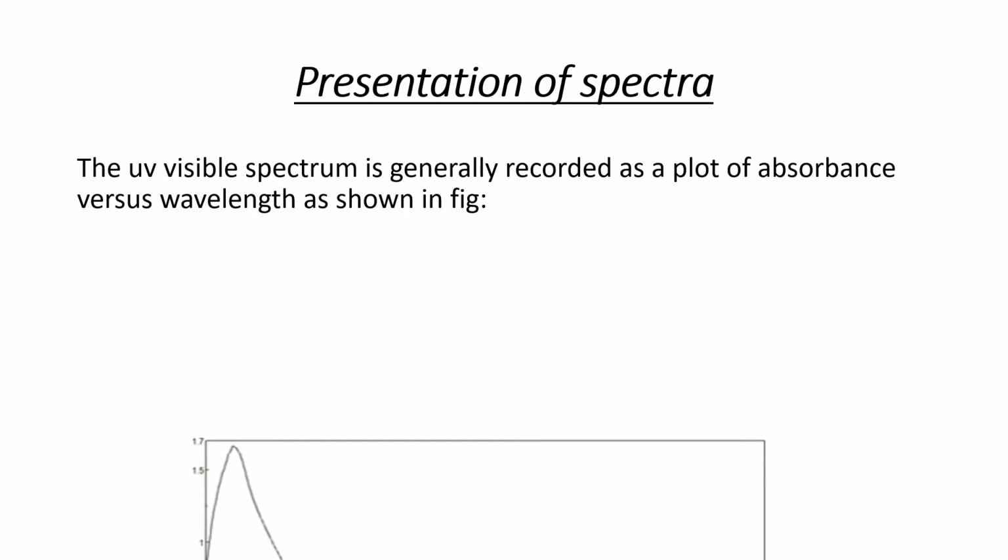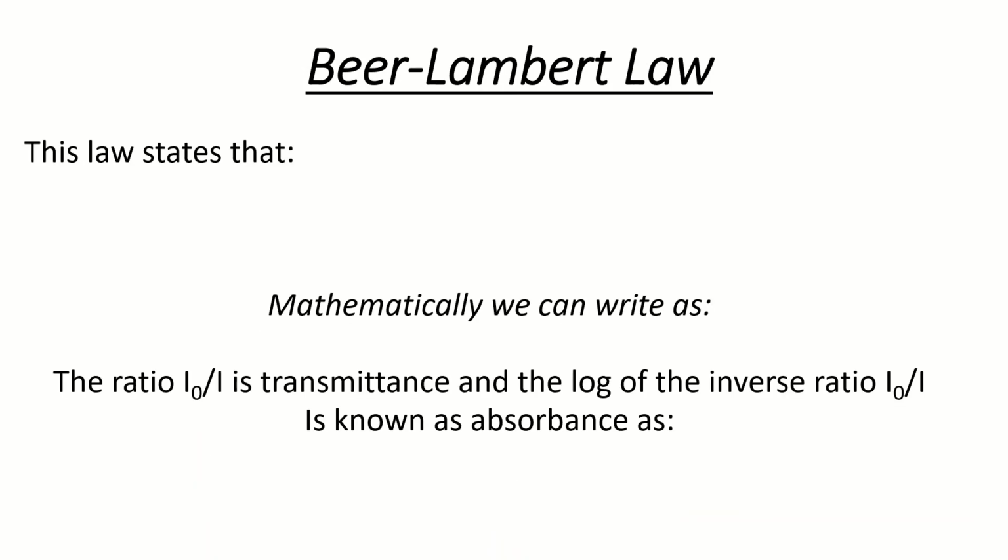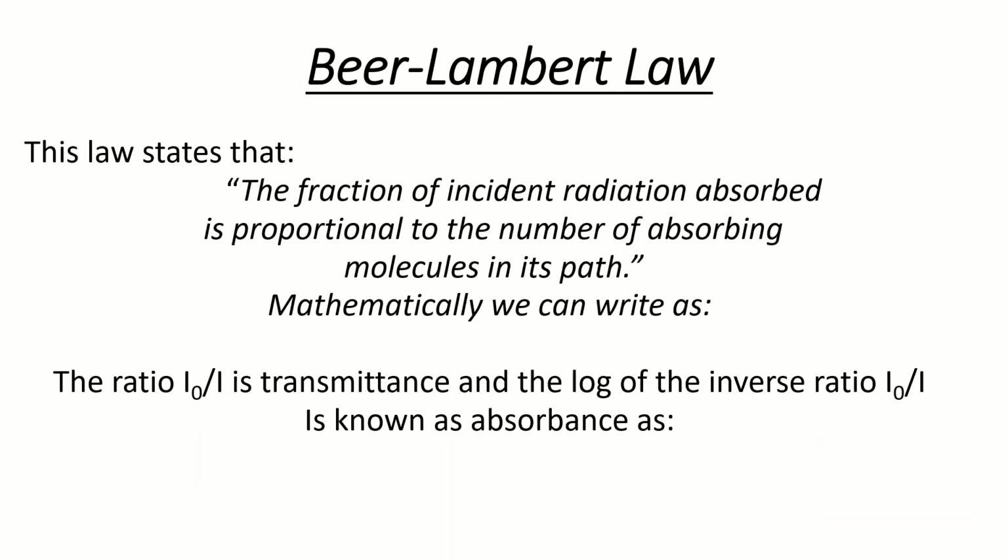The next one is presentation of spectrum. The UV visible spectrum is often recorded as a plot of absorption versus wavelength. Look at this figure. The absorption occurs at this site and the wavelength at its side. Beer-Lambert law. After we discuss this law, we will discuss the graph that is present in the previous slide.